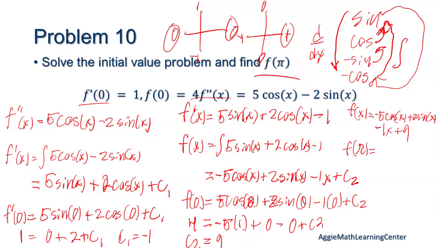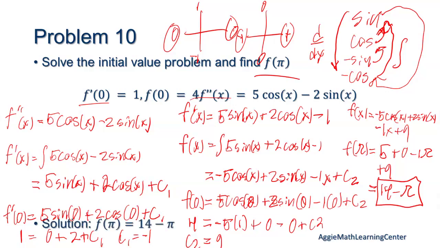So that f of pi, sine goes to 0, cosine goes to negative 1, so that's going to be negative 5 times negative 1, so 5, plus 0 minus 1 pi plus 9, and we will get 14 minus pi. And boom. Sorry, my handwriting's a little bigger. Kind of took up the whole page.